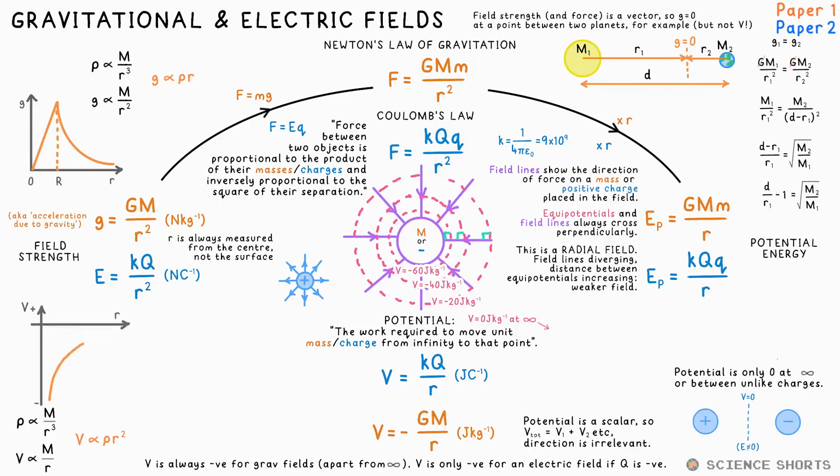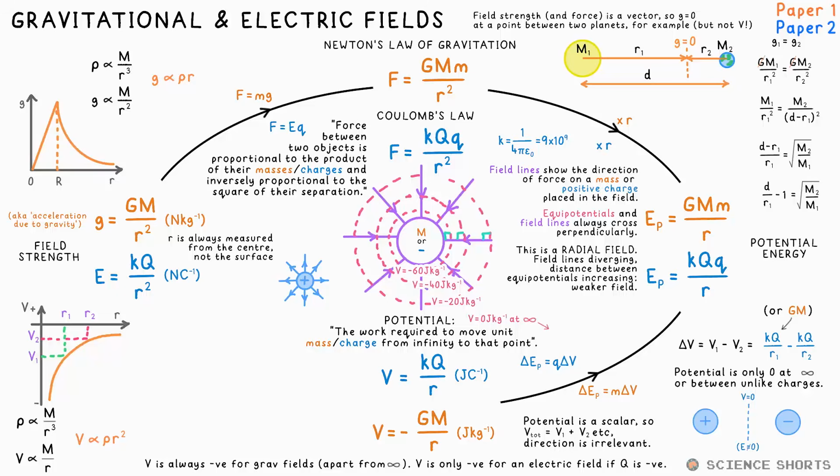If you have a graph of V against r, there are two things we can do with it. We can read off 2 points, calculate the change in potential in joules per kilogram or joules per coulomb, then multiply by the mass or charge of the object we're actually moving to find the energy or work done. So that means change in potential energy is equal to m delta V or Q delta V. You might be tempted to put the distance moved as r in our equation, but remember r is always the distance from the centre of the mass or charge that's producing the field.